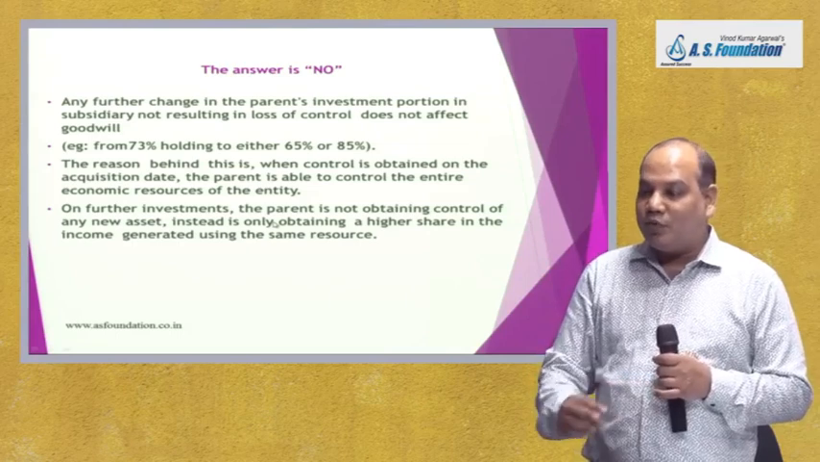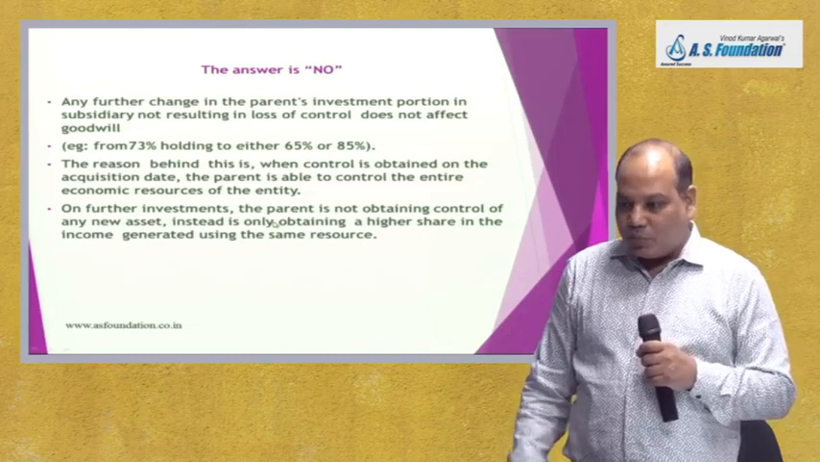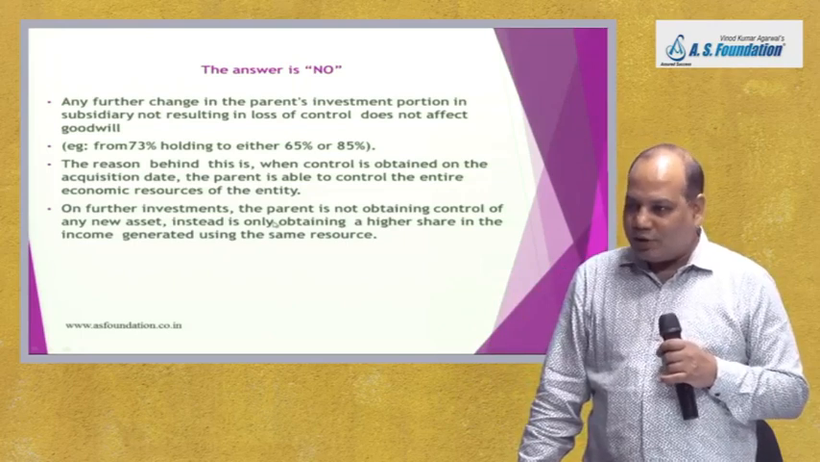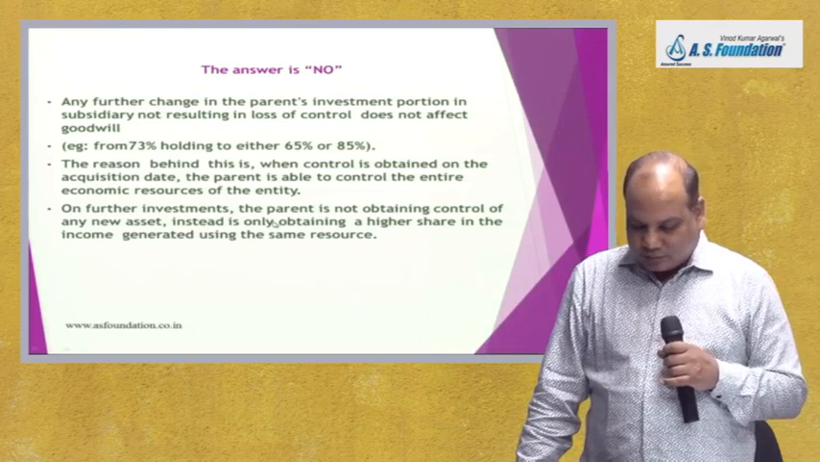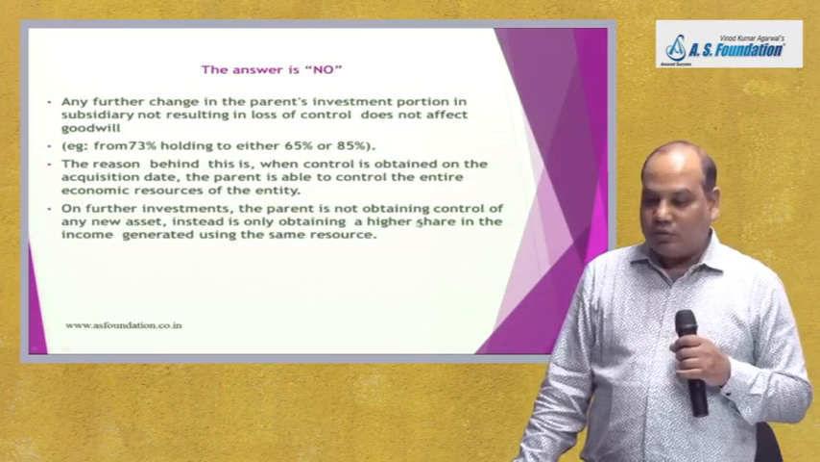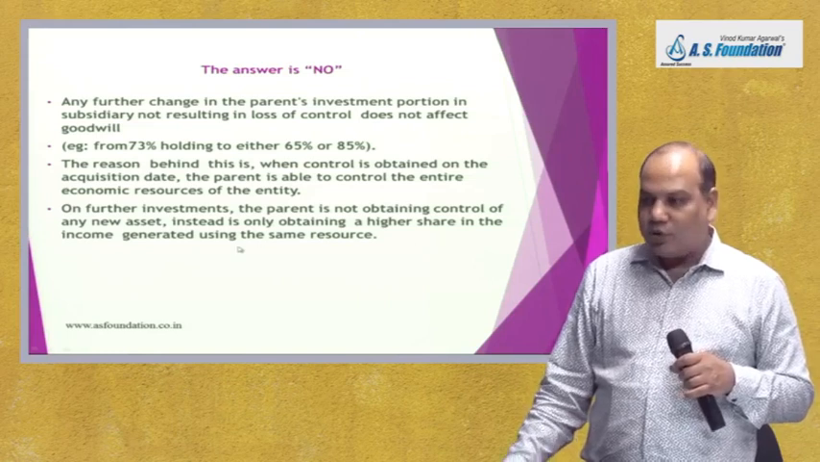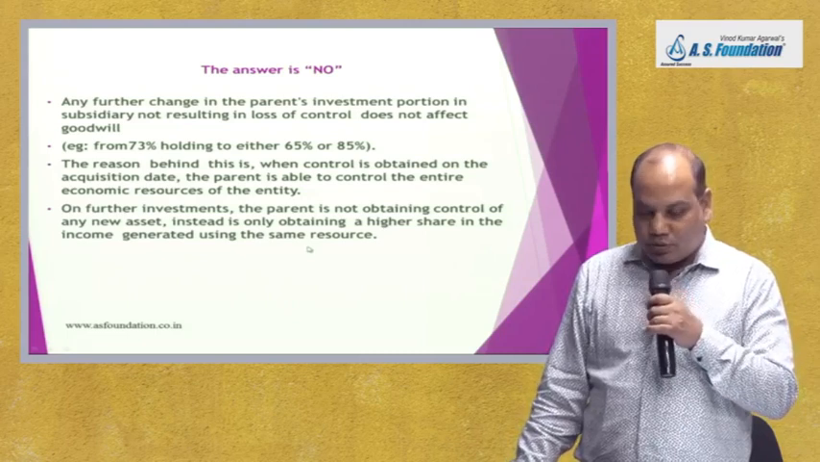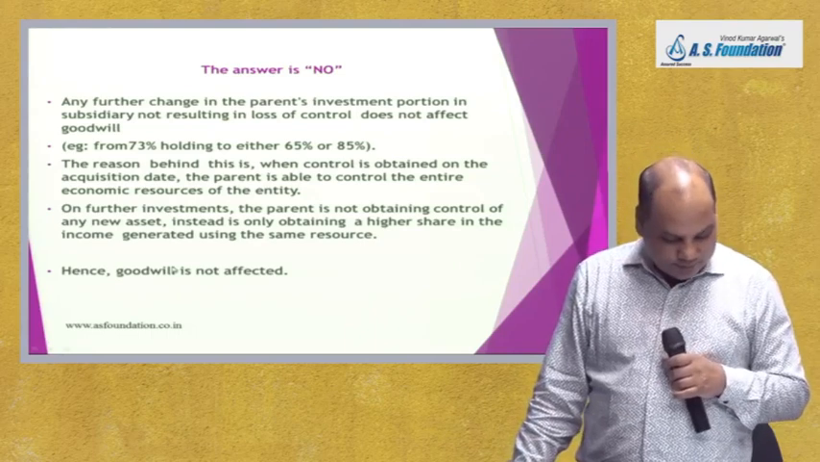So this standard has a different logic compared to what you have learnt in India, AS21. In AS21, if you buy additional lot, again calculate goodwill for that additional lot based on its cost and its share in the net asset on the date of acquisition, but that we don't do in this IFRS 10. So on further investment, the parent is not obtaining the control. Instead is only obtaining a higher share or maybe lower share in the income generated using the same resources. Hence goodwill is not affected.